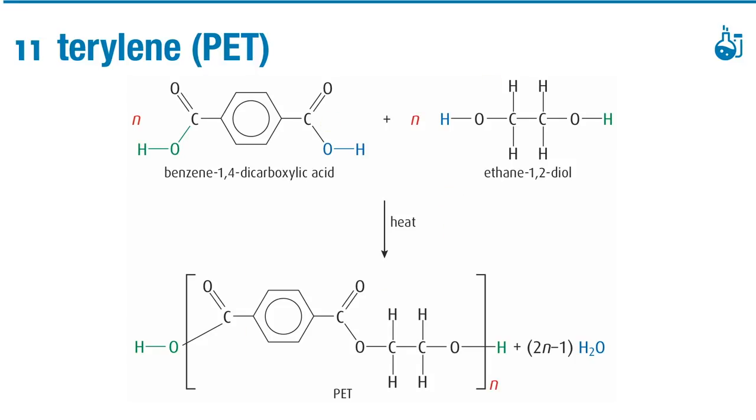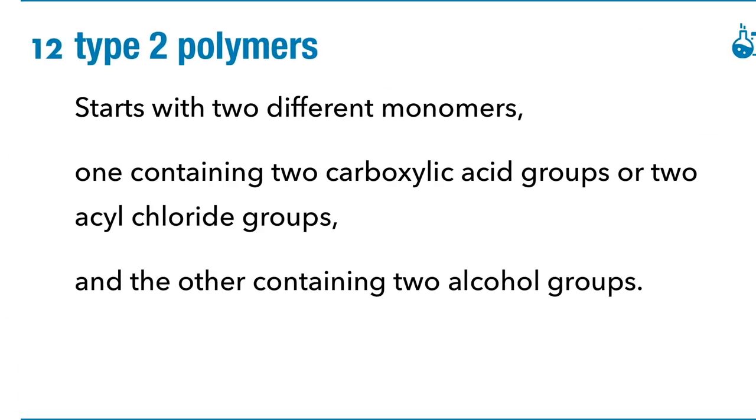Now, when you have two monomers, each diacid and diol, this is what we know as a type 2 polymer. So I was saying, now this is the fun part. The division by name is not in your syllabus, but it makes you think a certain way, which is why I'm doing this. There are 2 types of polymers, type 1 and type 2. What you just saw is a type 2 polymer.